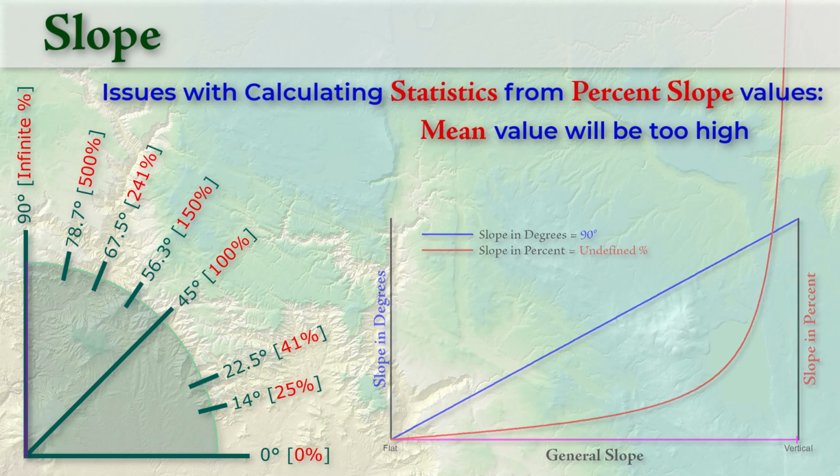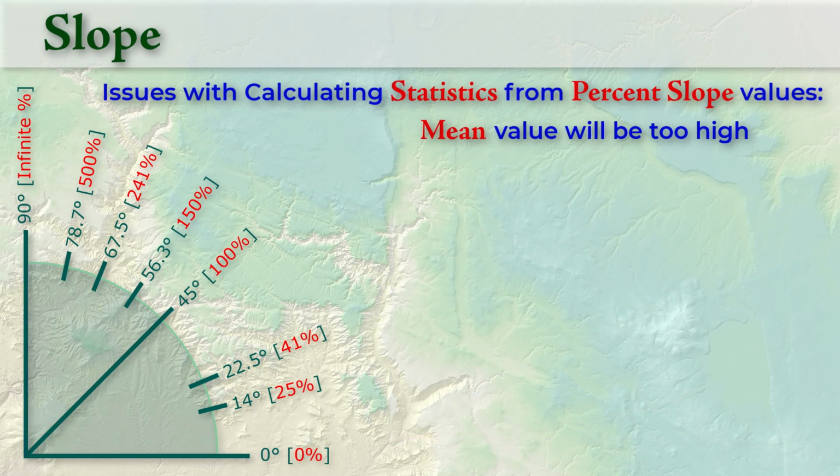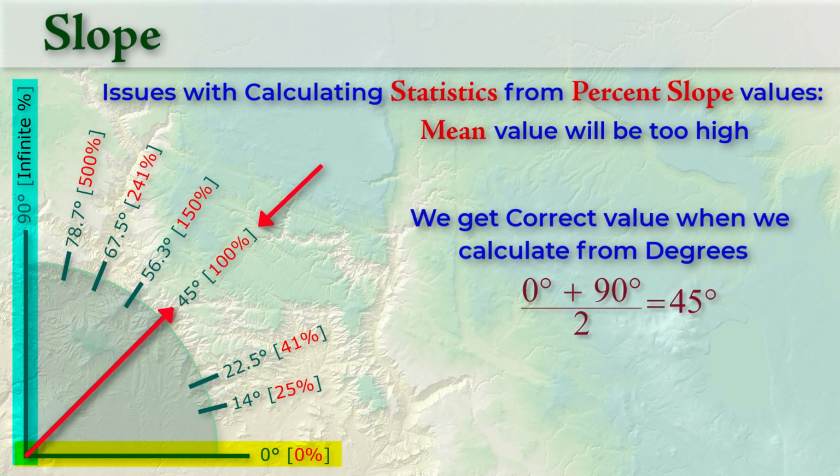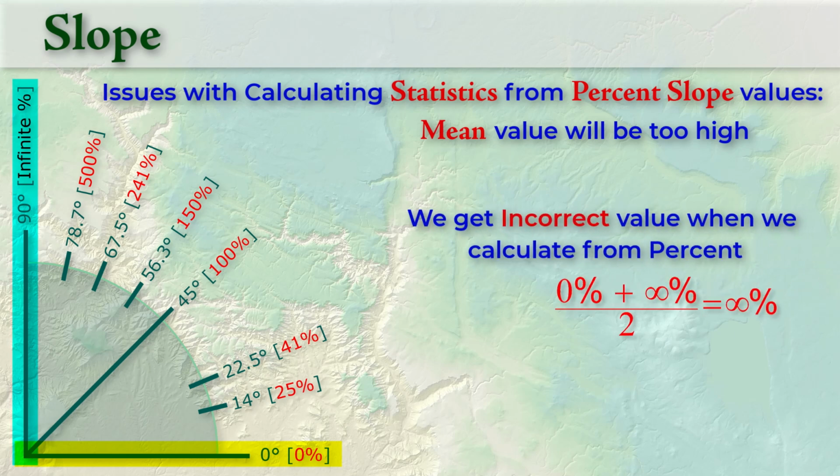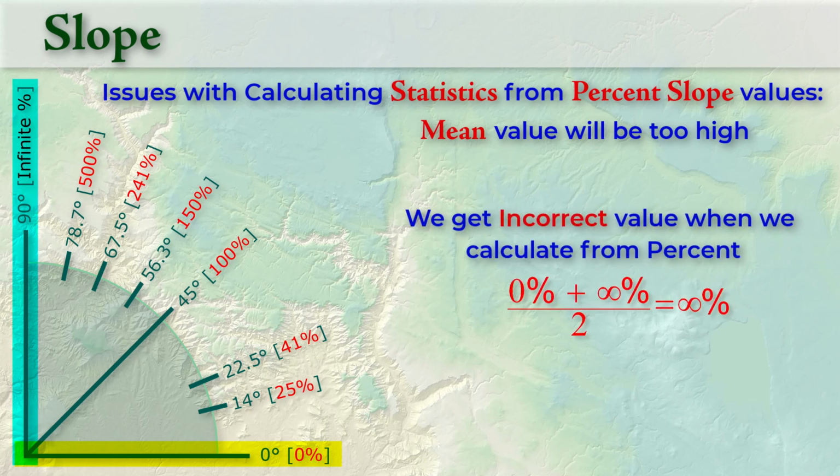And just to give an extreme example, just to illustrate the point, suppose we take two slope values. One is perfectly flat, 0 degrees. Other is a vertical cliff at 90 degrees. Clearly, the average of these two slopes is halfway between them at 45 degrees. The formula for the arithmetic mean confirms this: 0 plus 90 divided by 2 equals 45. However, if we take these same two slope values in percent, well, now we have a 0% for flat and infinite percent for a vertical cliff, and plugging infinity into the equation means that the mean slope is going to be infinity, or a vertical cliff.